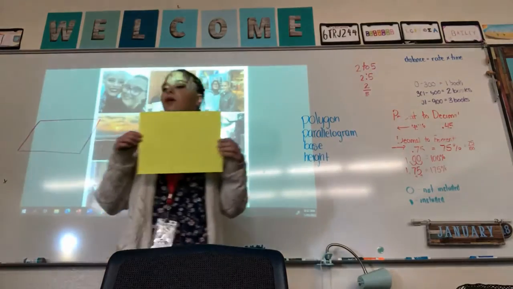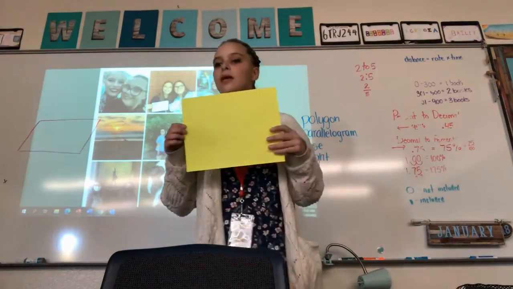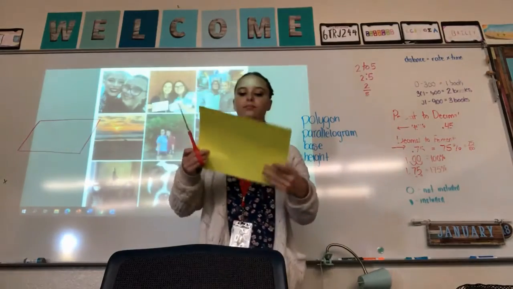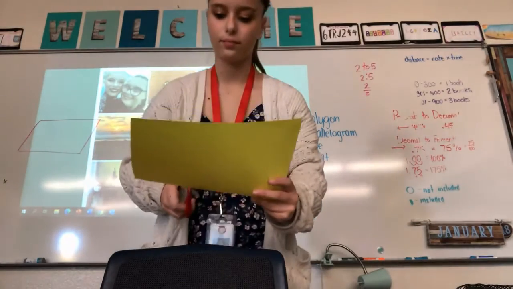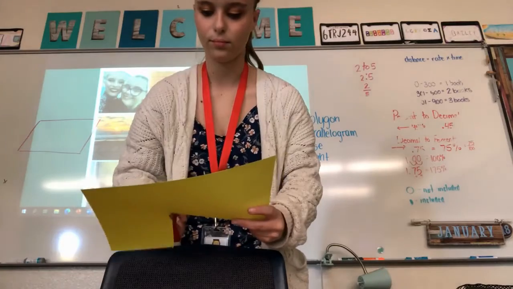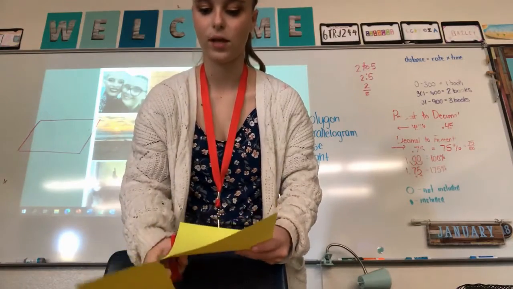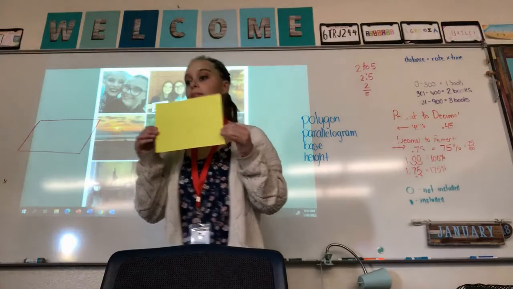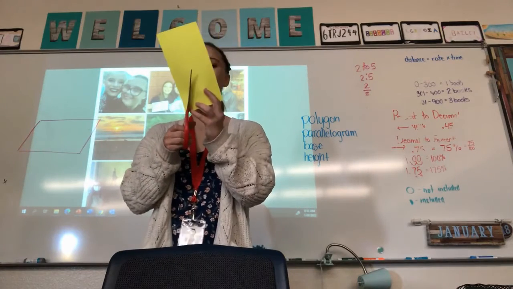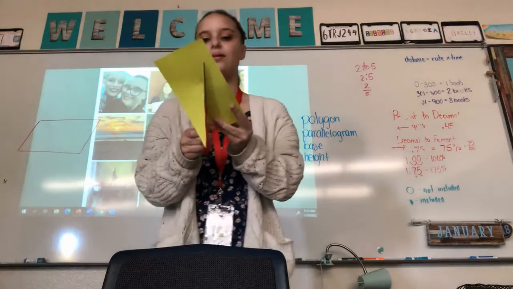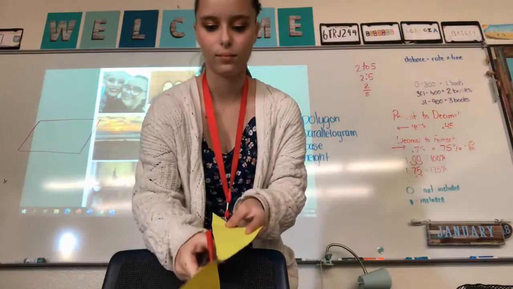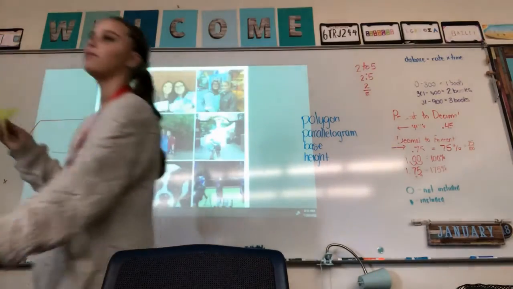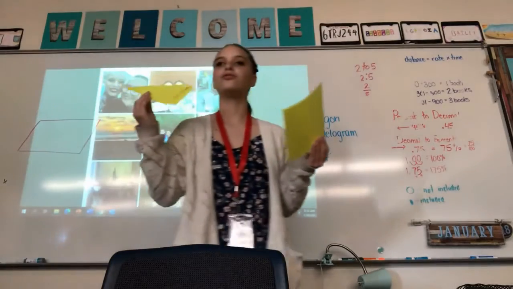So we have our yellow sheet of paper. To make this a parallelogram, we cut out a rectangle. And we make two triangles. So we have a rectangle and two triangles.